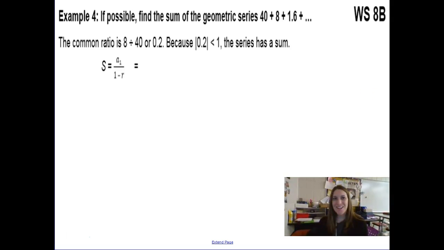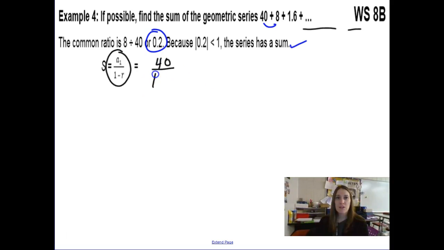All right, so here, this question has an infinite series, right? So there's no ending. So first we have to determine if we can find the sum. If we can figure out our common ratio, which they already did for us, 8 divided by 40 is 0.2. Because it's smaller than 1, that means it converges to a value, so we can find the sum. I love this formula. It's so easy to use. You take the first term, 40, and then you do 1 minus the R, 1 minus 0.2. Now, on your calculator, use parentheses here if you're doing that in one step. But this comes out to 50.